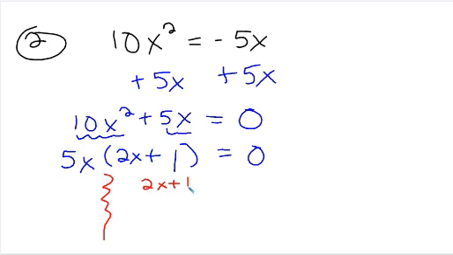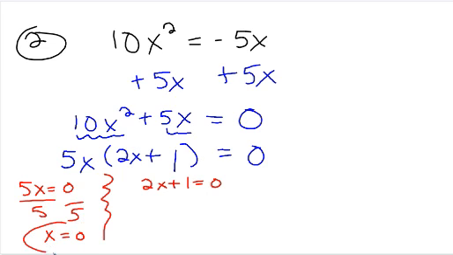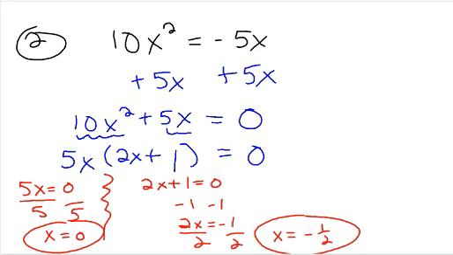I can set 2x plus 1 equal to 0, and I can set 5x equal to 0 and solve them both. This one's easy. Divide both sides by 5, x equals 0. Over here I do my basic algebra to solve it, and I get negative 1/2. So once again I have two answers. One last little thing that you're going to see. Remember to use your notes, or you can re-watch this video when you're doing the assignment.